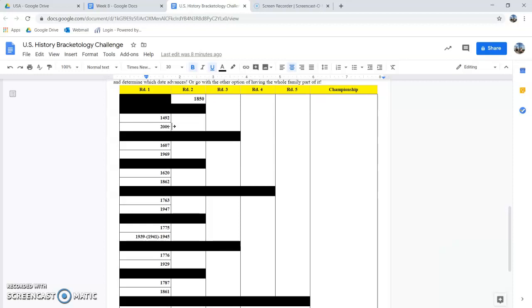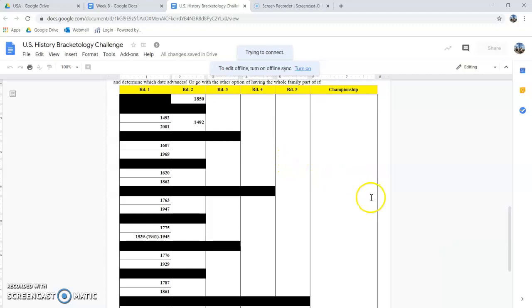But get into a discussion with your family member. If you have a tie and you can't break it, bring another family member in and have them choose which date they think is the more significant, important date. And ultimately, you're going to type in whatever date you think. So if you think it's 1492, you just type it in and you're good to go. And then the next round, it will go against 1850. And you continue to do that and typing in the dates until you get it into the championship.